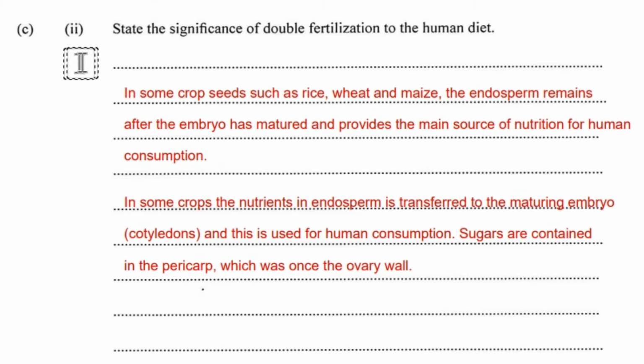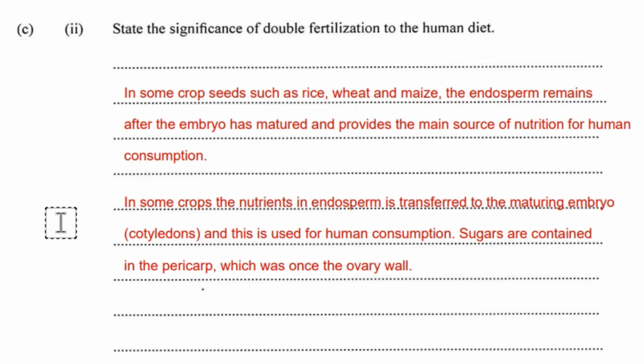So C part 2, state the significance of double fertilization to the human diet. The term double fertilization, what that means is what I previously described, where one male nucleus fertilizes the egg and the other male nucleus forms the endosperm. The endosperm, as I said, is the food source. Now in some plants, the endosperm actually remains in the food, and that endosperm provides the main source of nutrition for human consumption. Examples of this would be rice, wheat, and maize.